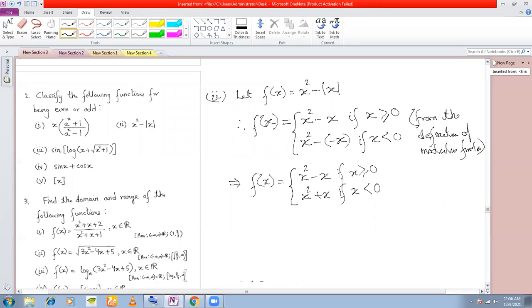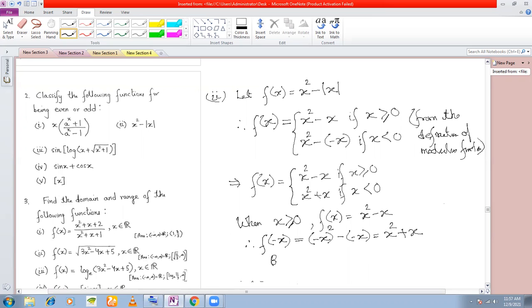Now we need to check whether this function is even or odd. When x is greater than 0, what is the value of f(x)? f(x) here is x square minus x, right? Therefore, what should be f(minus x), because we need to check even or odd? For positive values of x, f(minus x) is equal to, replacing x by minus x, with x greater than or equal to 0 here, minus x square minus of minus x, which is equal to x square plus x, right?